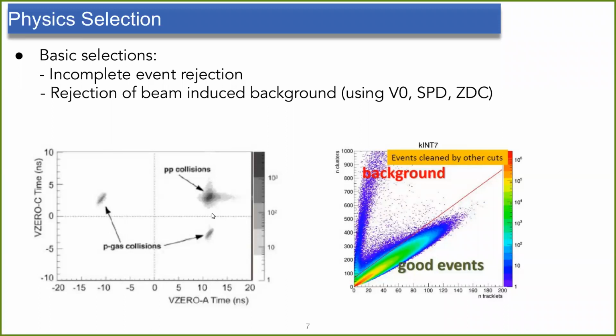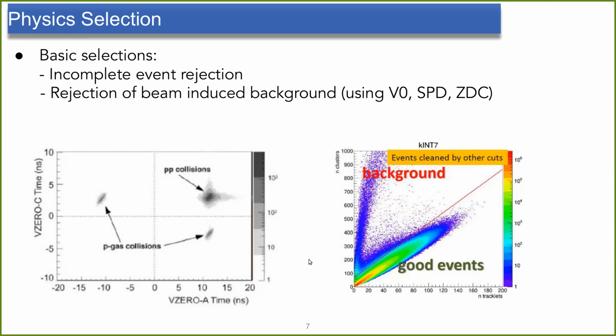In addition to that, you can also implement another cut. We have also implemented an additional cut in this physics selection by looking at the correlation between the tracklets of SPD and the clusters of SPD. This is the correlation plot of the tracklets of SPD and clusters of SPD. You can see that except for this proper one-to-one correlation, there are other data points which are basically your beam gas background. So you can directly reject this by putting a linear cut, which is already implemented in the physics selection.